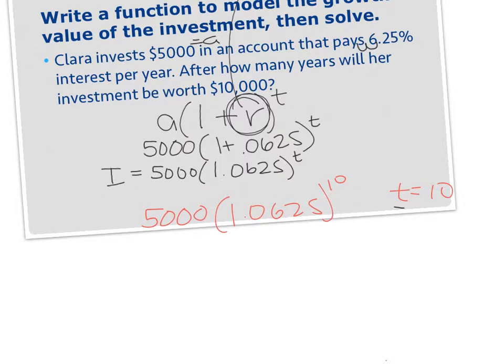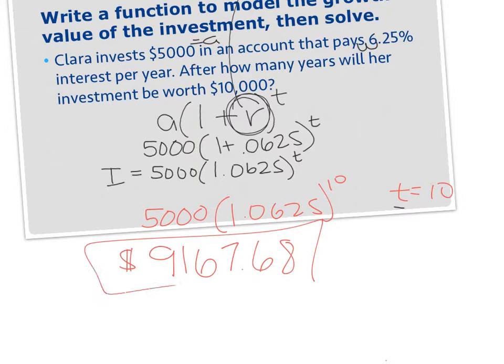So 1.0625. So this should be $9,176.68. That would be after 10 years.